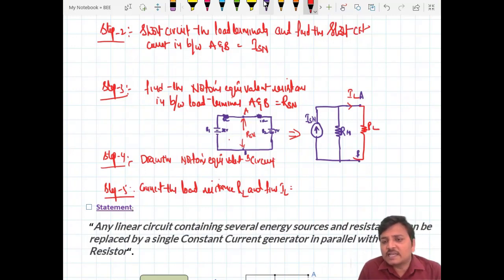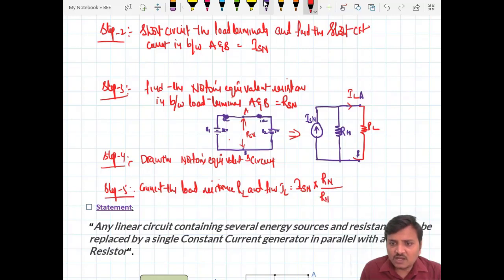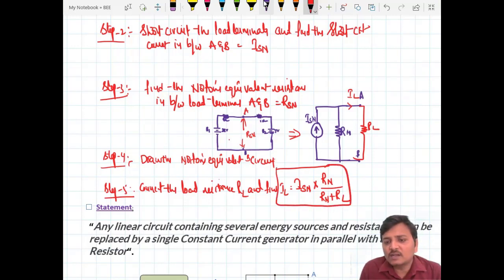Your total current is ISN and we have to find the IL value. How can you find it? By using the current division rule. So how do you apply the current division rule? Your total current is ISN times the opposite resistance RN divided by RN plus RL. So this is the formula we will use. A simple current division rule we will use to find the load current.